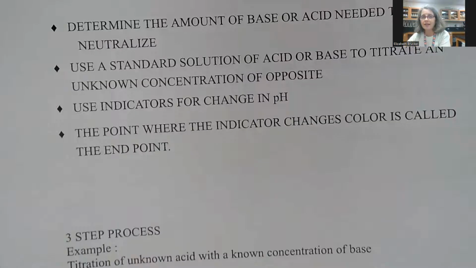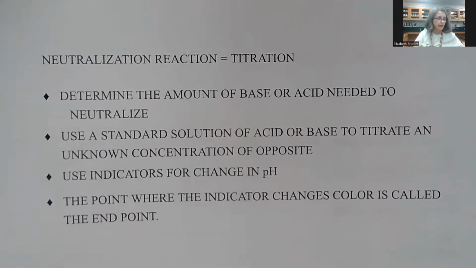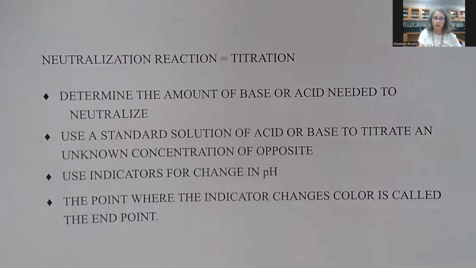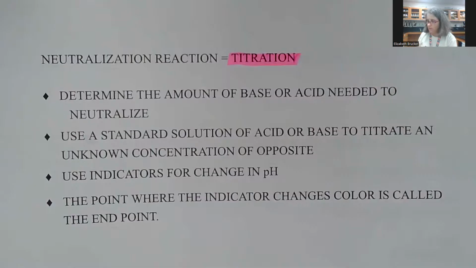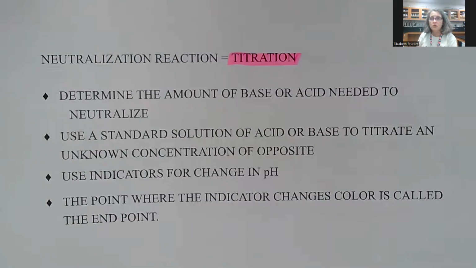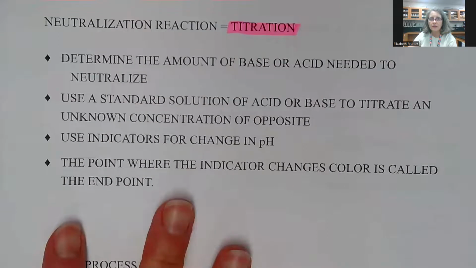Okay. So neutralization reactions are what we call titrations in terms of the mechanics of what we're doing in the lab. So titrations are going to be what we focus on in the lab and doing some calculations with it. So a neutralization titration reaction determines the amount of acid or base needed to neutralize. So again, that's why neutralization is kind of interchangeable at this point in time for understanding this reaction.